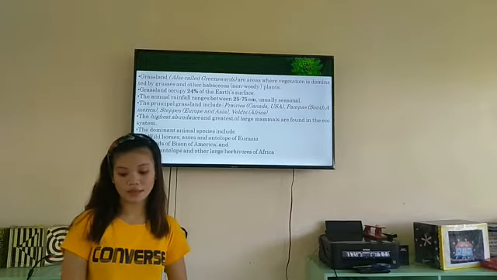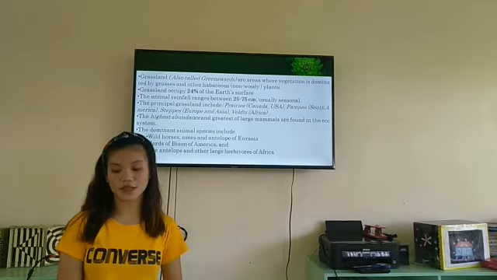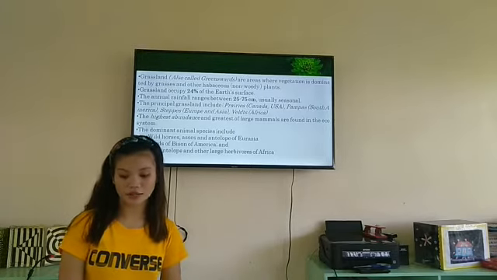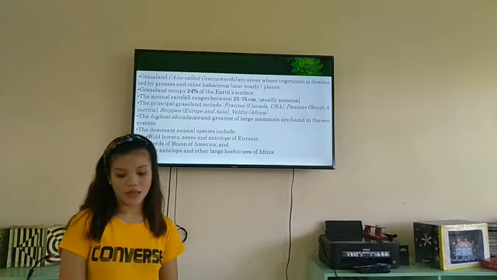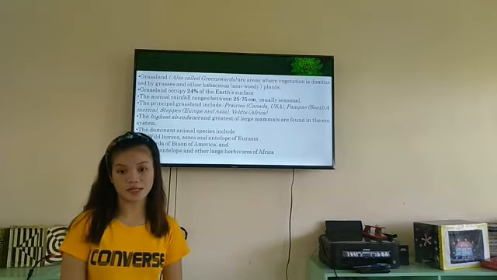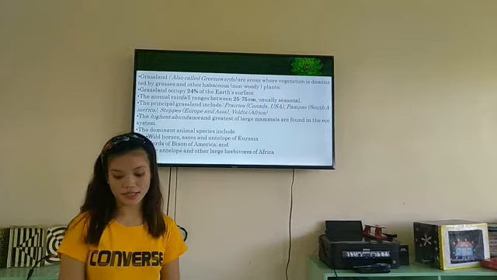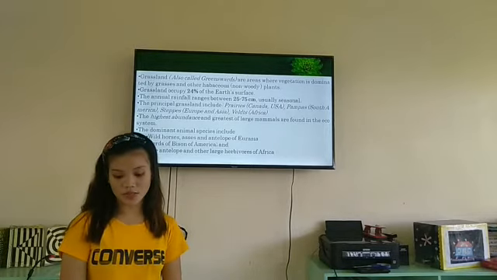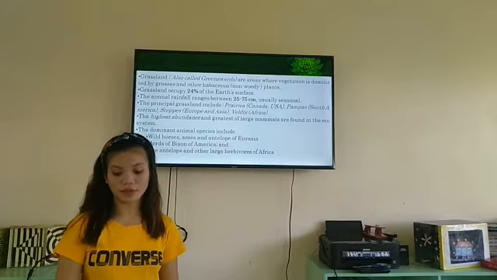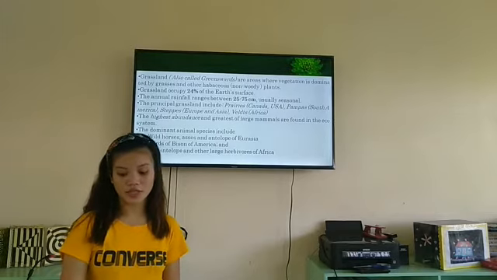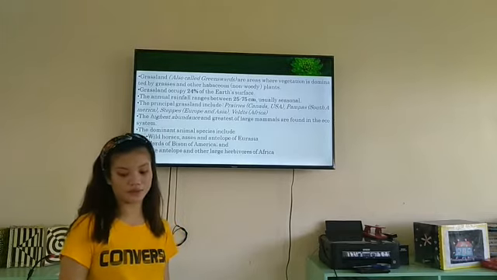The highest abundance and greatest diversity of large mammals are found in this ecosystem. The dominant animal species include wild horses, asses, and antelope of Eurasia, herds of bison of America, and antelope and other large herbivores of Africa.